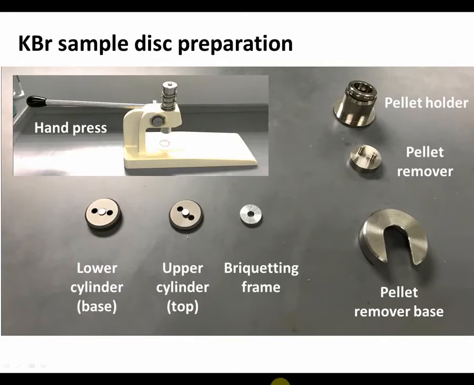To prepare the KBr disc, this is the apparatus that you will need. First, the lower cylinder, the upper cylinder, the frame, or sometimes referred to as the O-ring. Next is the pellet remover and the pellet remover base. Finally is the pellet holder where your KBr disc will be placed on for analysis.